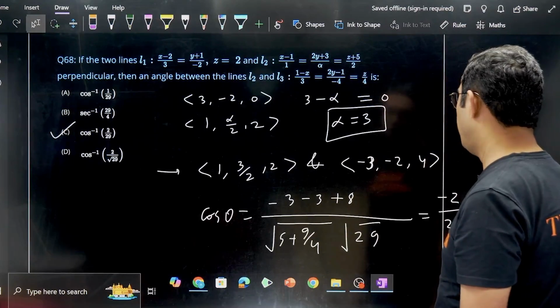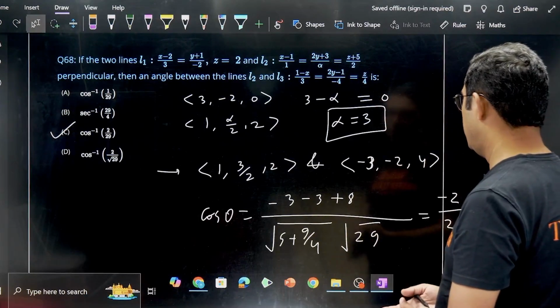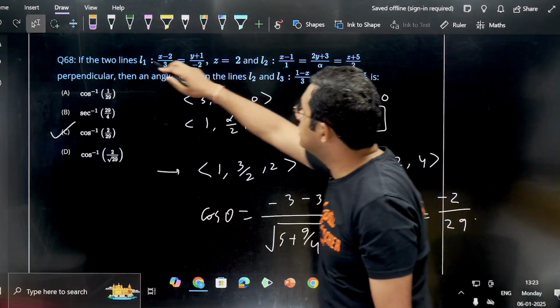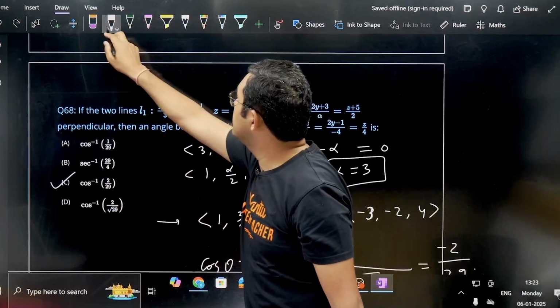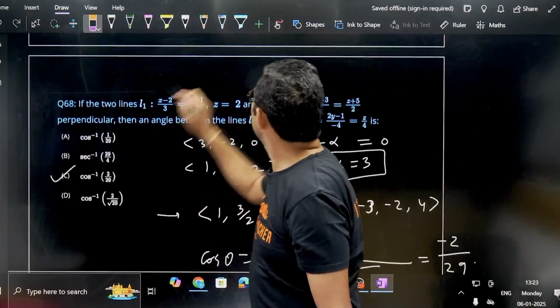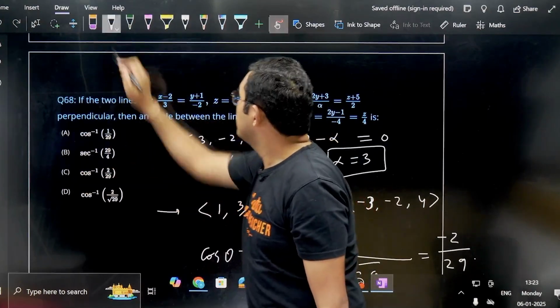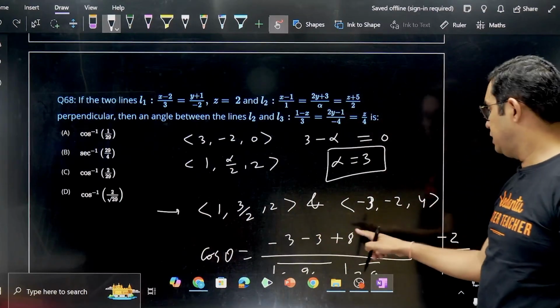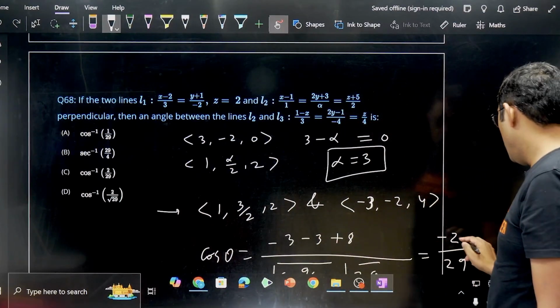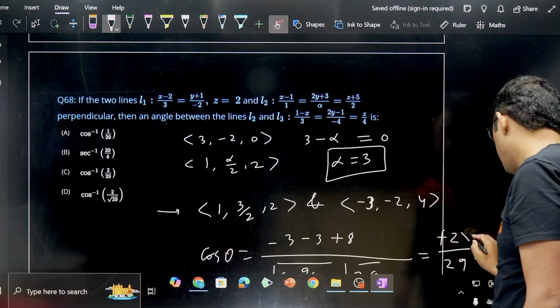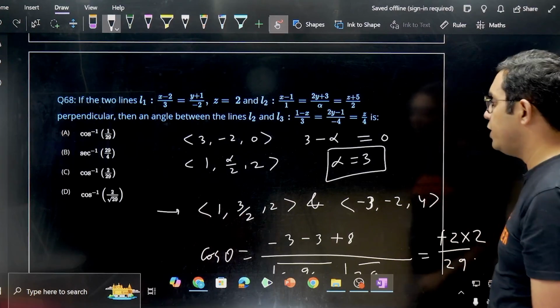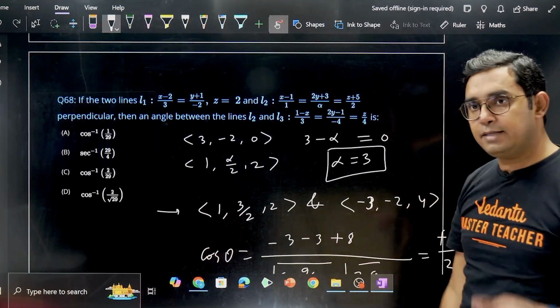Secant inverse 29 by 4. 3 plus 3, 6. Oh, there is a mistake here. This is not correct. Actually, 3 plus 3 is 6. So it would have been 2. Okay. So this is again 4 only. Yeah. So 2 into 2, 4 upon 29 we are getting for cos theta. 8 minus 6 is 2.